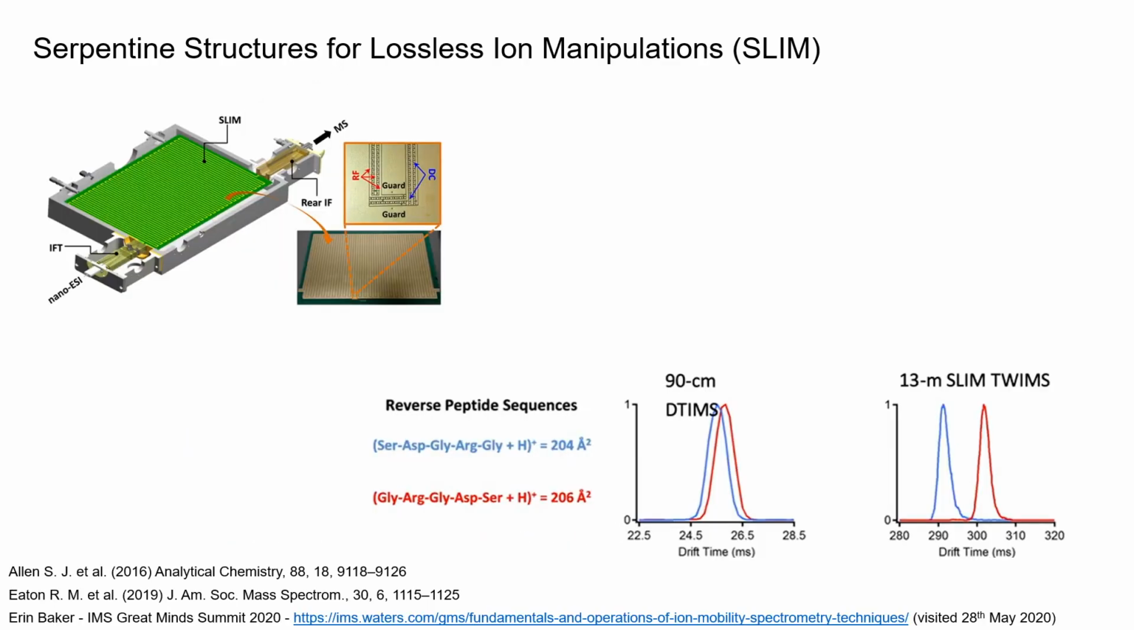We are making improvements towards this direction, for example, with non-commercial structures for lossless ion manipulations, like this geometry shown here, capable of high resolving powers compared to the conventional linear traveling wave mobility cells. And this is an example of the separation of two peptides using a 90 centimeter drift tube and a 13-meter equivalent SLIM.